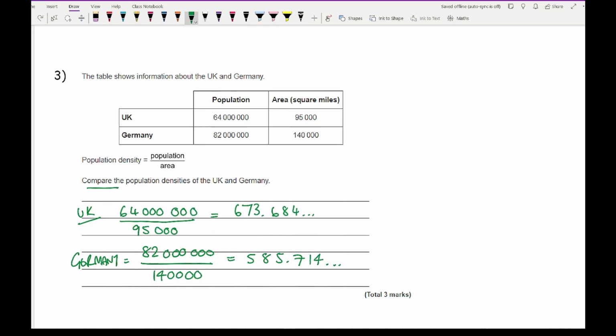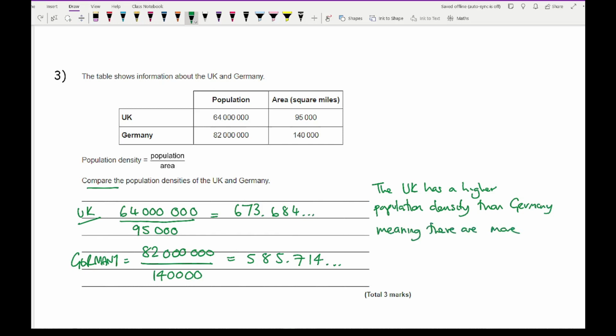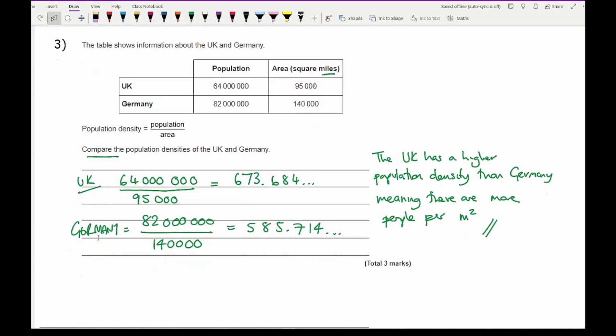So here we could say that the UK has a higher population density than Germany, meaning there are more people per square mile. And there we go. If you write m squared, it'll kind of imply that it means miles, not meters. If you want to write miles just to be safe, then that's absolutely fine as well.